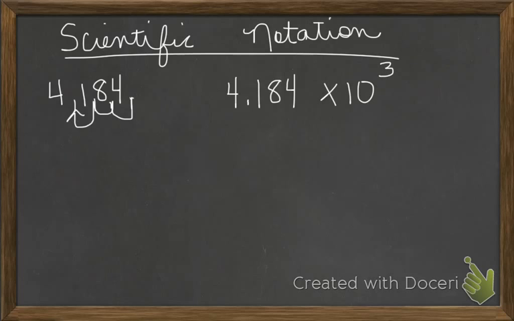10 to the third is the same thing as a 1 with 3 zeros after it. So in other words, 4.184 times 1,000 is 4,184.